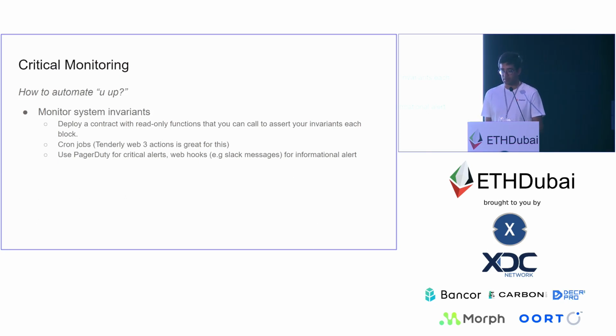And then you can set up a cron job to do this check. We use Tenderly Web3 Actions for this. So again, Tenderly coming in clutch with all their products. Essentially a PagerDuty notification goes out if any of the system invariants break. Knock on wood, we haven't had one of those situations yet, but we do drills for that, and it's always very scary when one of those comes up.